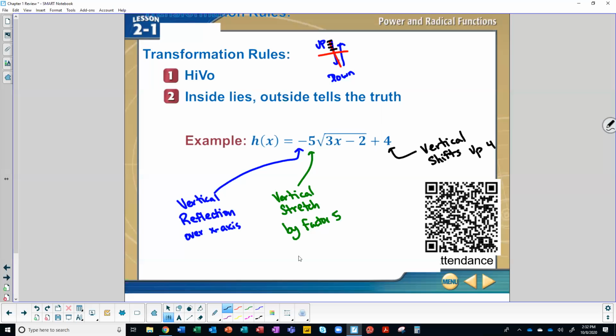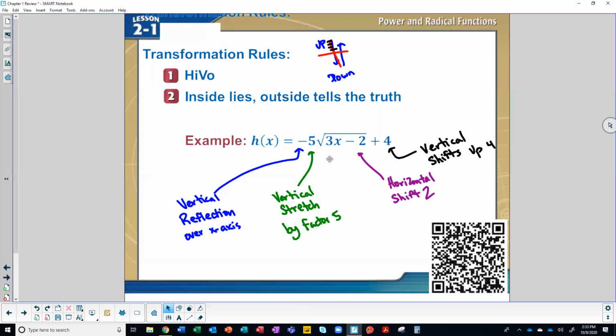Okay, the tricky part. Many students are going to see this and say, oh, that is inside, so it's horizontal, which is correct. They're going to say, oh, we're adding or subtracting, which is a shift, and that's correct. Where they're going to make a mistake is to say it's just a shift of 2 units. Now, why is that a problem? Well, it's because of this right in here. This is also inside, so it's horizontal. It's either a stretch or a shrink because I'm multiplying by 3. But inside, does it lie or tell the truth?